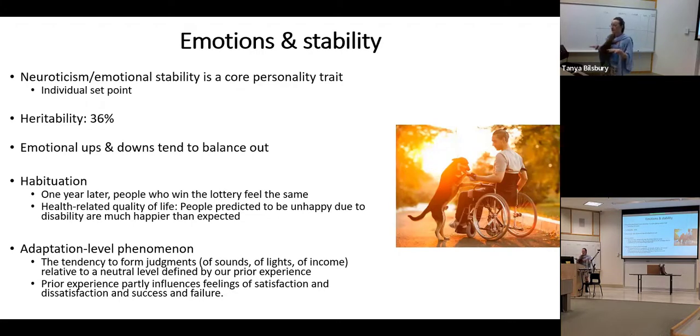We tend to judge things relative to our prior experience. So what you might think of as a poor outcome in your life might be a dream outcome to somebody else, right? Somebody who had less. And prior experiences influence our feelings of satisfaction and dissatisfaction and success and failure. Context matters. You could be happy about something that somebody else would be sad about, and sad about something you'd be happy about, depending on context, prior experience, expectations.